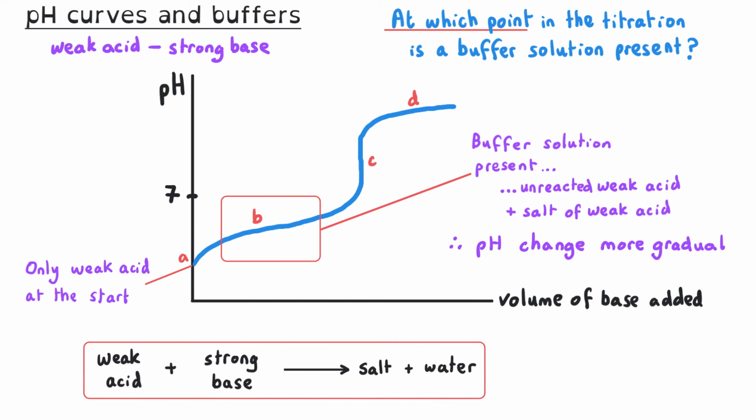And so therefore, the pH change is more gradual until we get close to the equivalence point, and then once all of that weak acid has been used up, we will have the rapid change in pH as you would expect for the titration. But during this period of the graph, there is very little change in pH, even though we are adding a strong base to the solution.